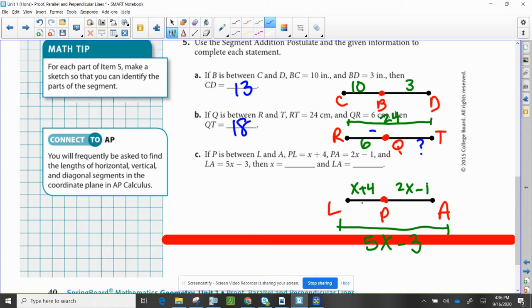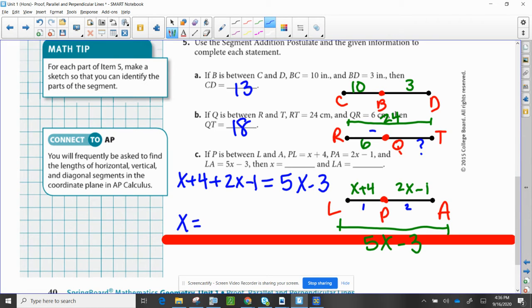So according to this postulate, we can take our first little segment, add it to our second little segment, and that should equal the entire length, right? So if I have x plus 4, and I add 2x minus 1, according to our postulate, that should equal the length of the entire segment. I'm going to have you guys go ahead and solve that for me. So solve that for x.